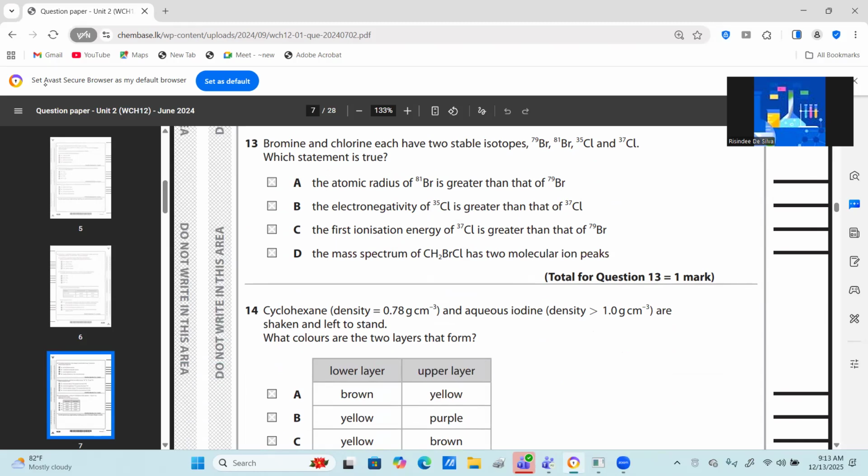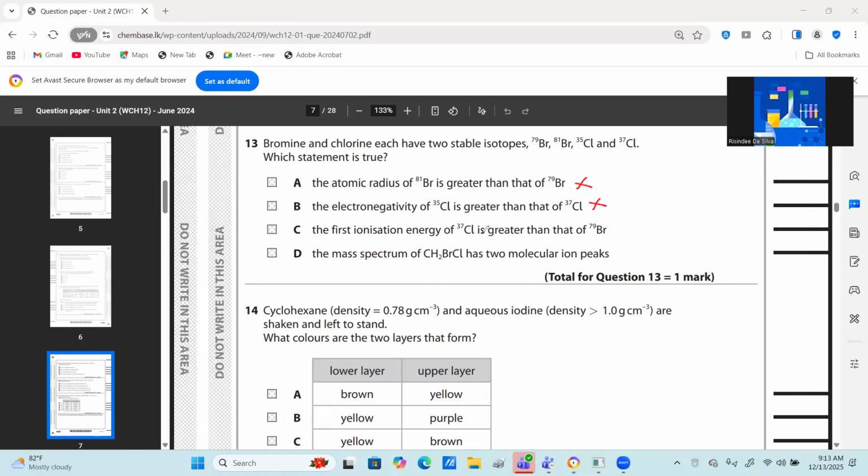Bromine and chlorine each have 2 stable isotopes. Which statement is true? The atomic radius of 81Br is greater than the atomic radius of 79Br. That is wrong because the radius depends on the number of protons and electrons. So in an isotope, both of them are equal. Only the neutrons are different. So both of them should have the same radius. The electronegativity, that is also wrong because electronegativity depends on the number of protons. So both have the same number of protons.